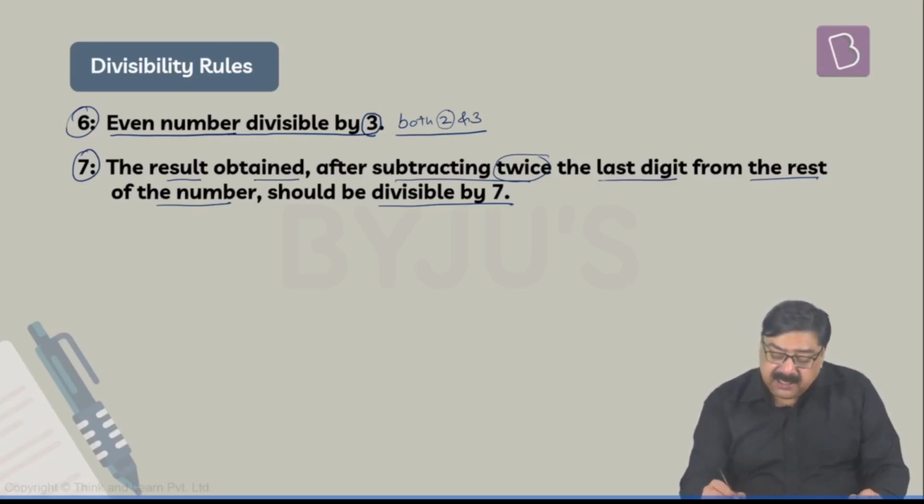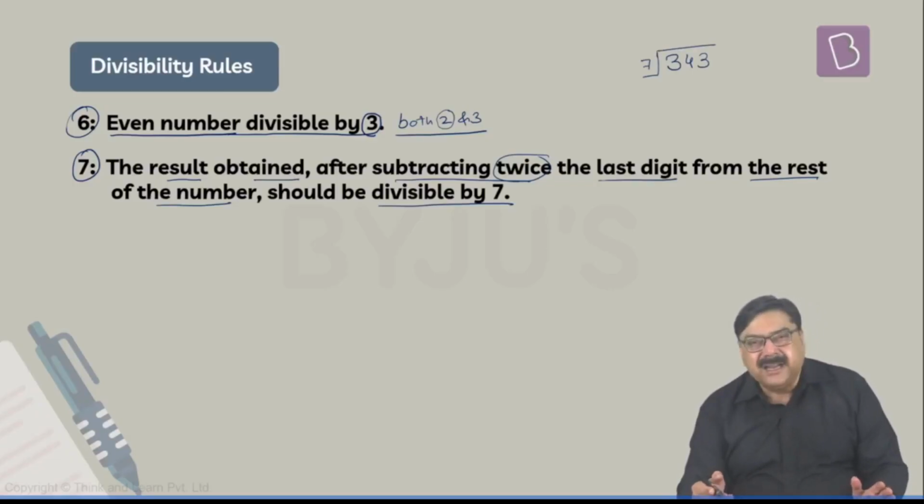Let us take up a number here, and that is 343. Now you know that 343 is the cube of 7. So anyhow it is going to be divisible. But then let's see by this rule, how do you find that this is divisible by 7? So let's divide this by 7. If you divide this, it will take less time, but still I will explain the process to you.